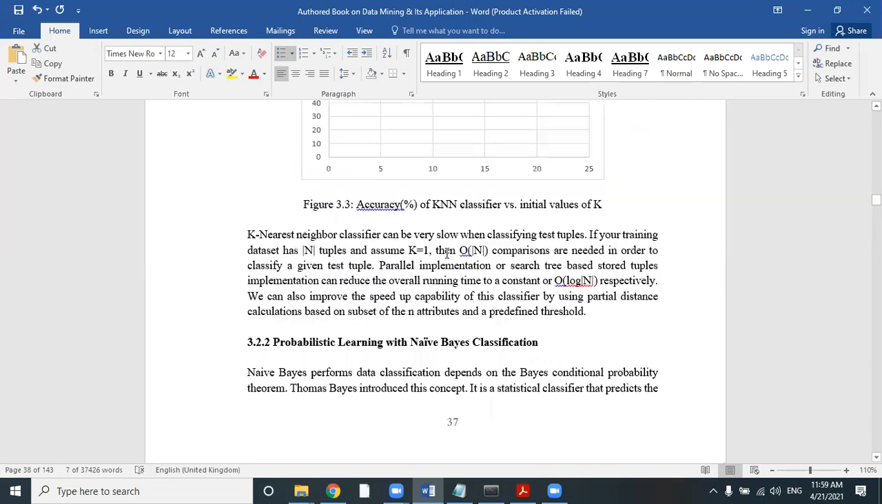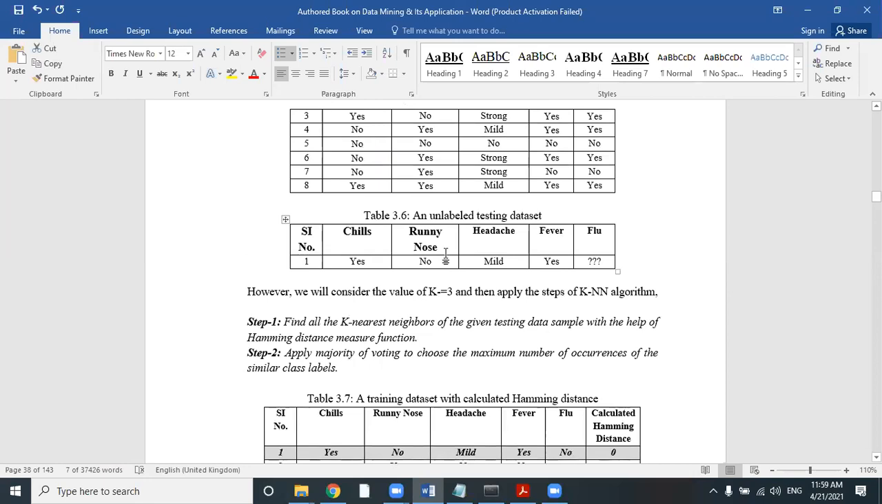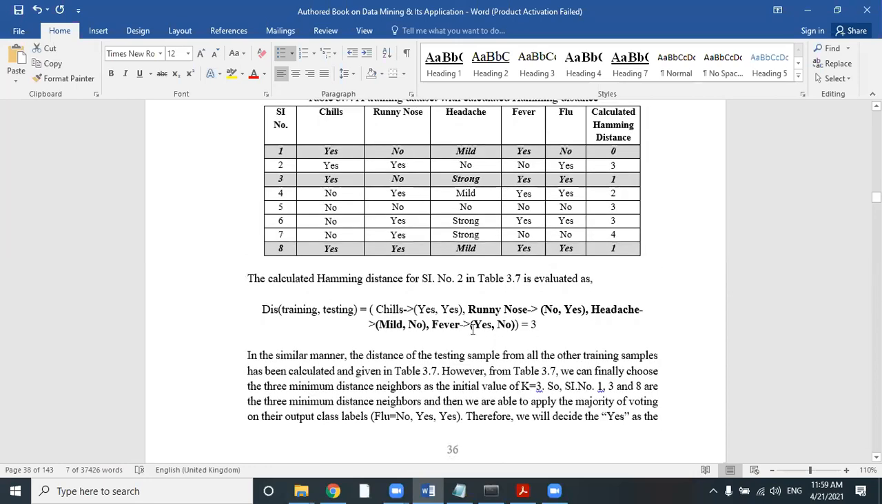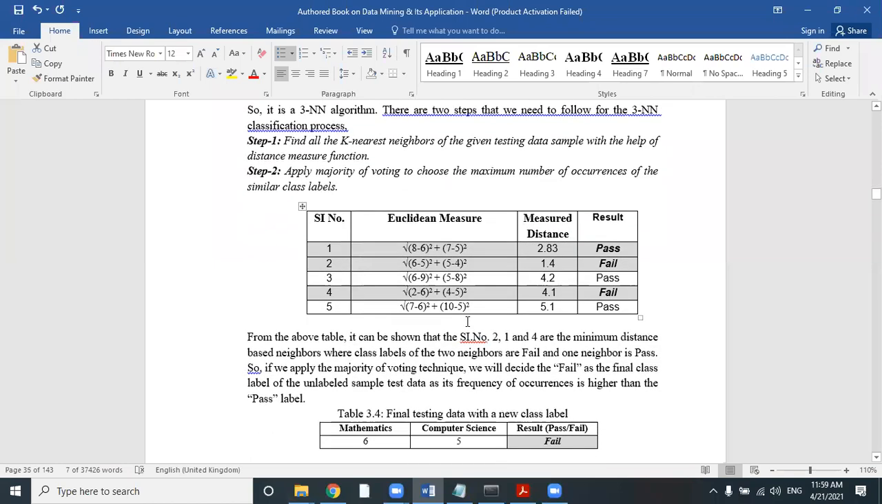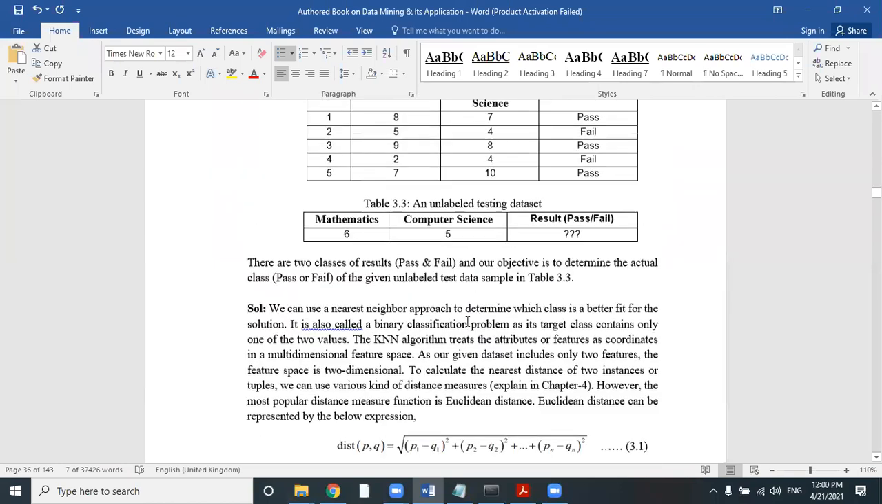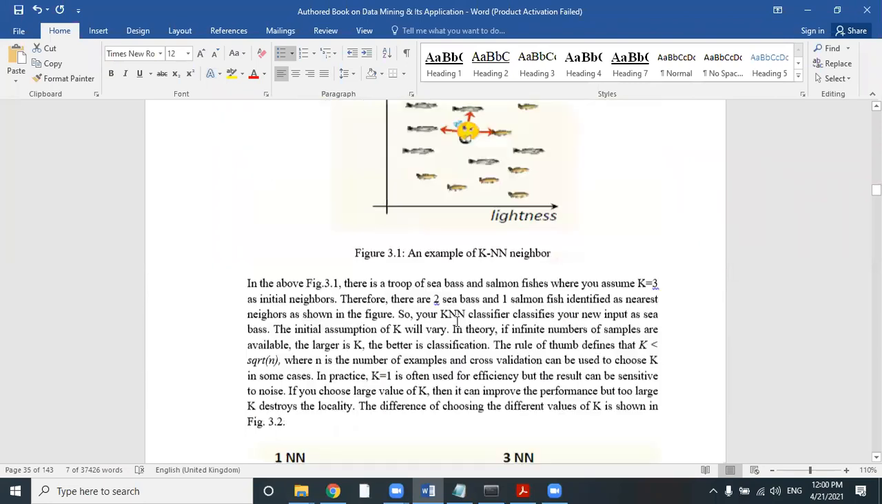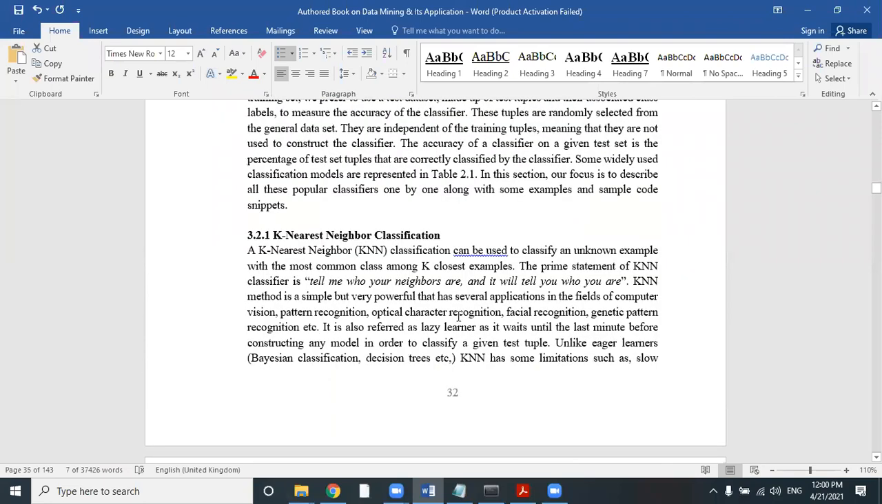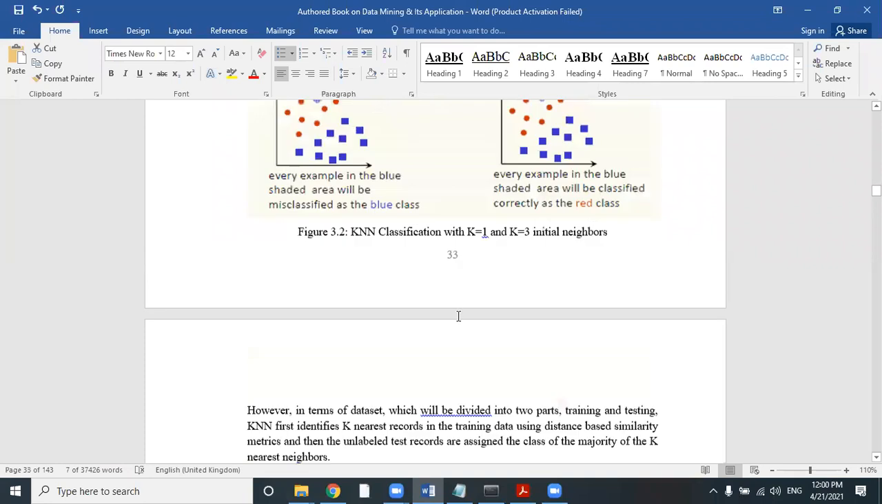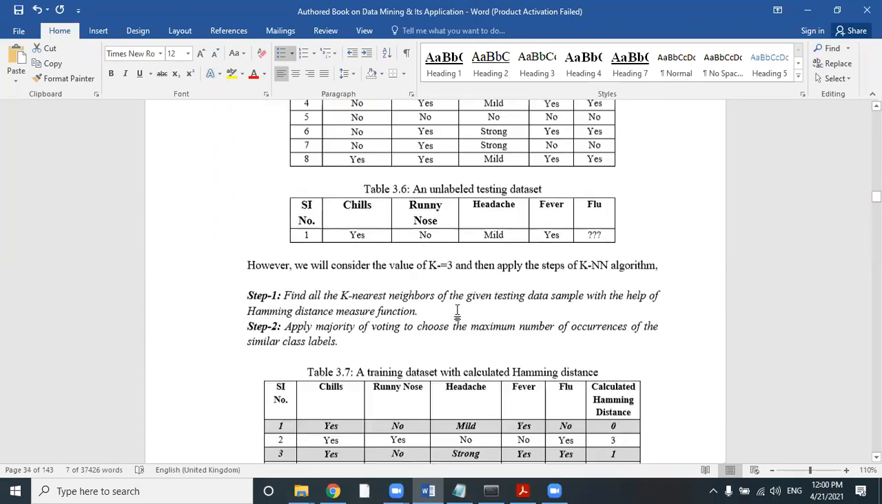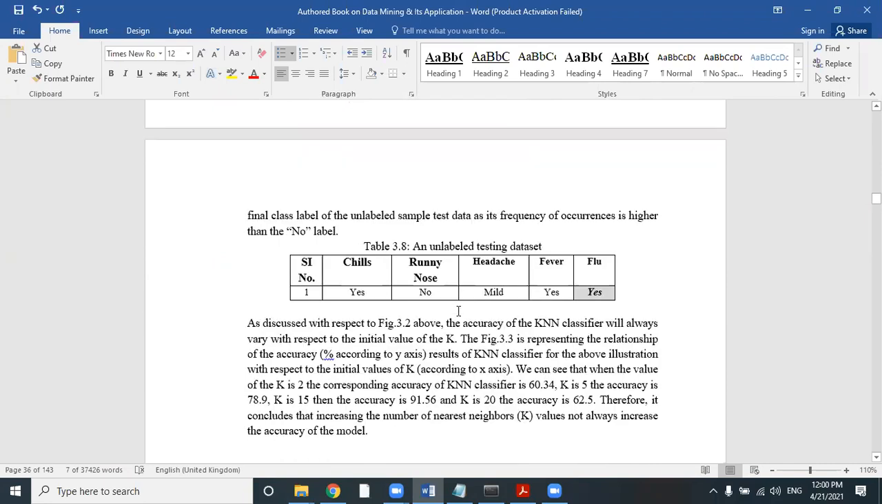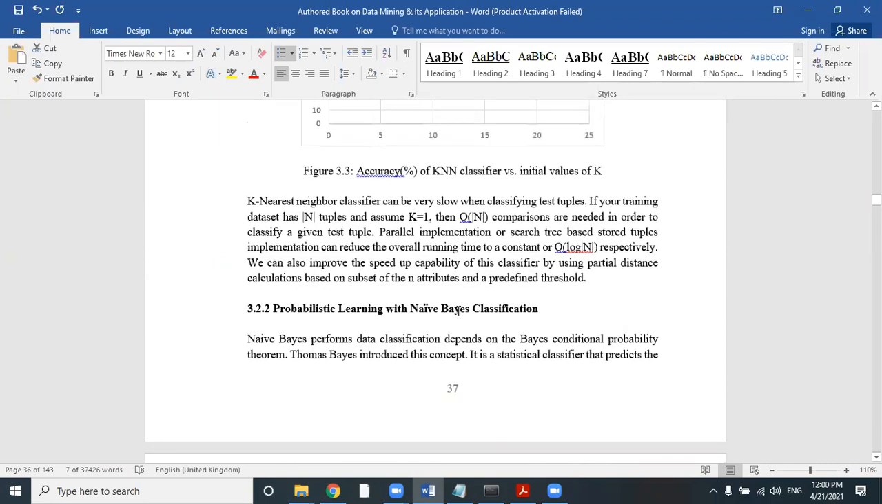Let's check the pros and cons of KNN. These things I have already discussed in the last classes. I already shared these notes in the Google Classroom. I think all of you have received it. Have I written pros and cons of KNN? No, I didn't write pros and cons.